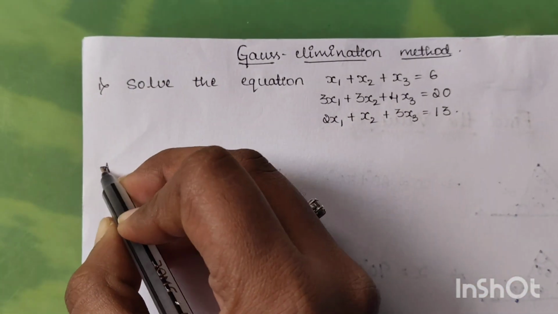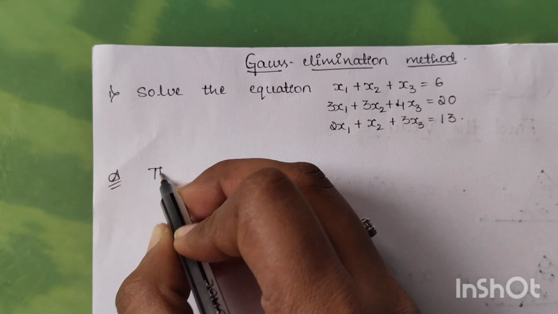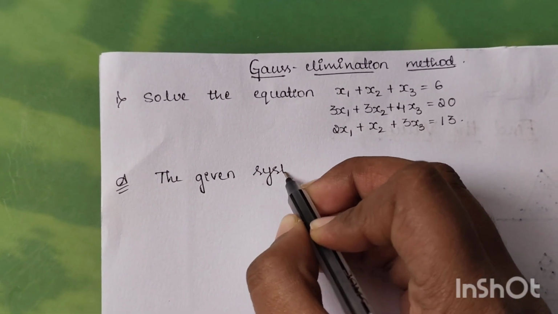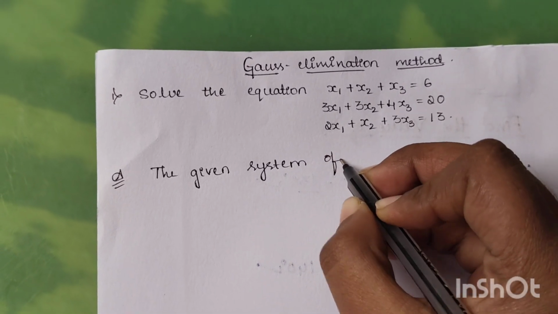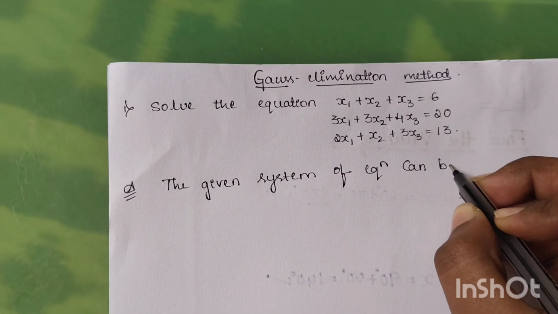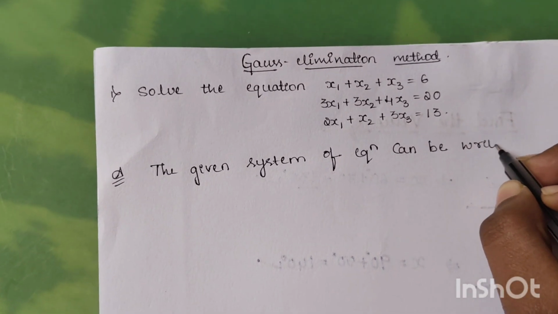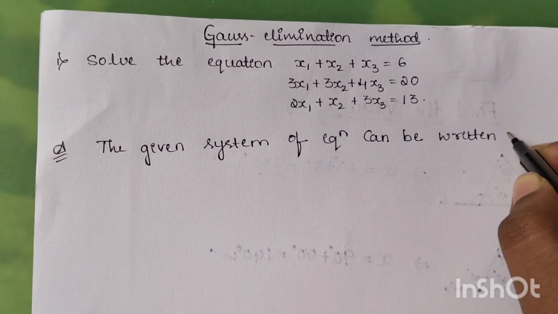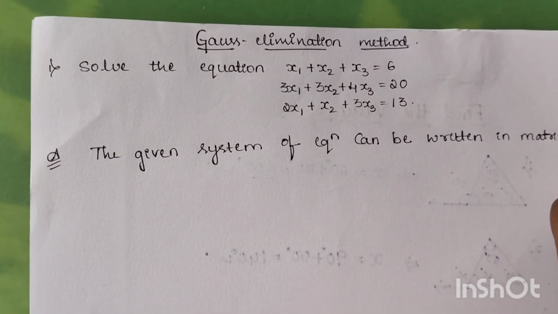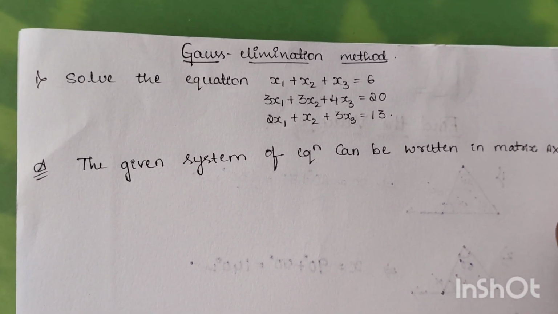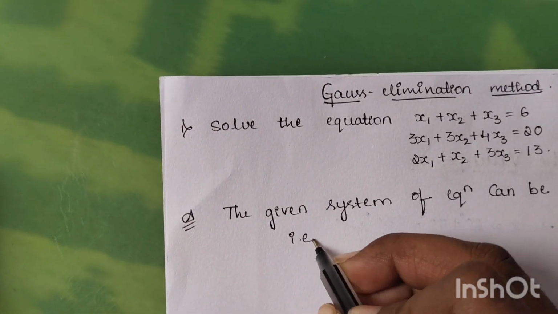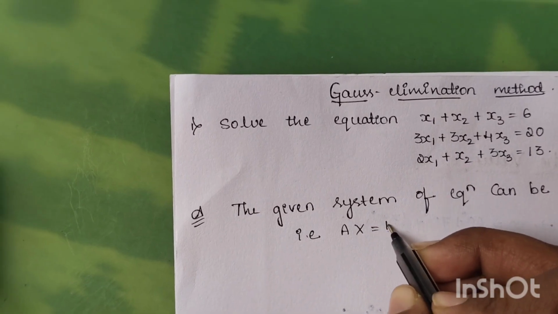So, let us write the given system of equations in matrix form, Ax = b.